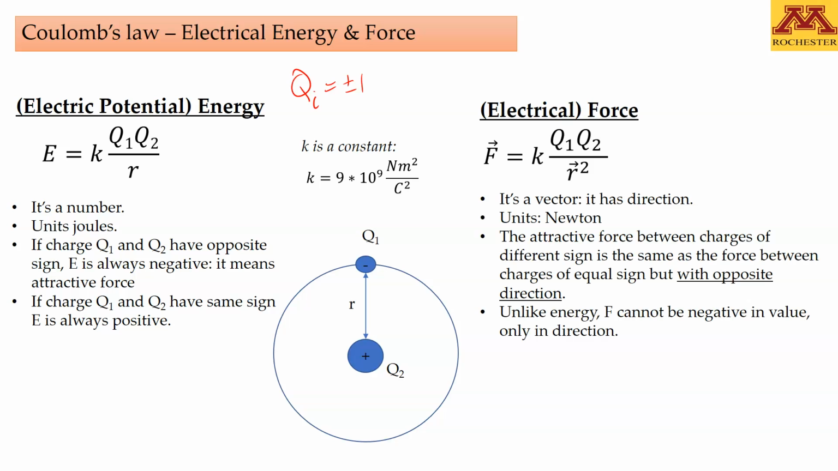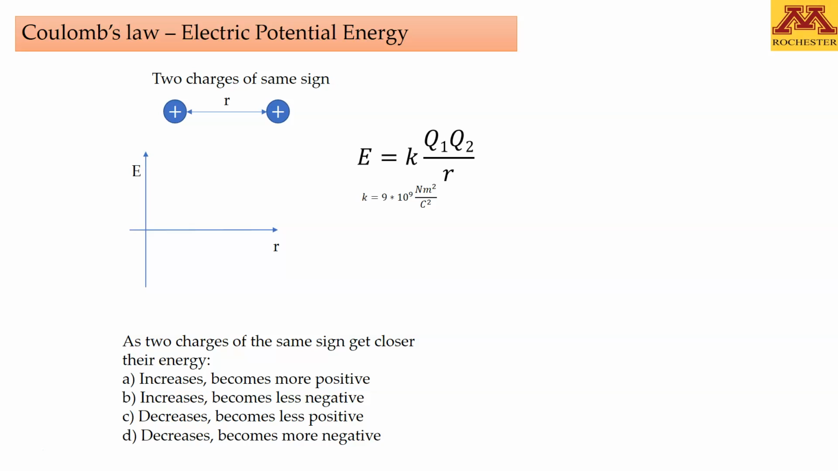Okay. We can also talk about electrical force. Same thing, or similar things. This is a vector quantity, so we have to specify magnitude and direction, and the unit for force is newtons, all that good stuff. I'll let you read that as you like. The big thing here is I want to think about energy and distance. So we have two charges of the same sign. Here's another question that I want you to pause the video and think about. If two charges of the same sign get closer, and again, you might have already discussed this in chemistry, what happens to their energy? Which one of these is it? Pause the video, try it out, and resume when you're ready.